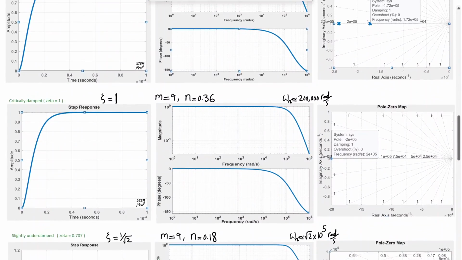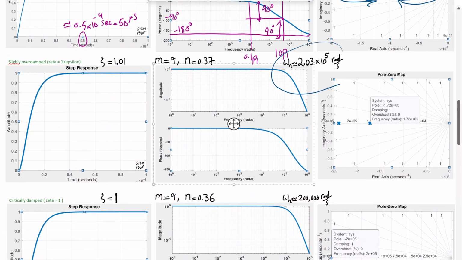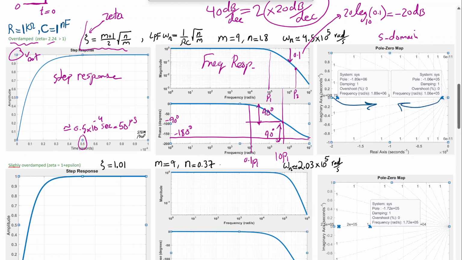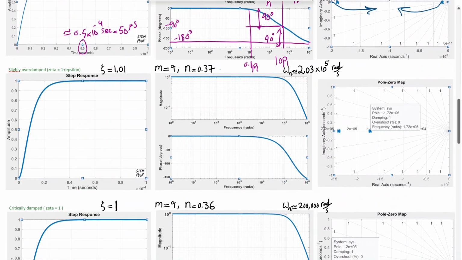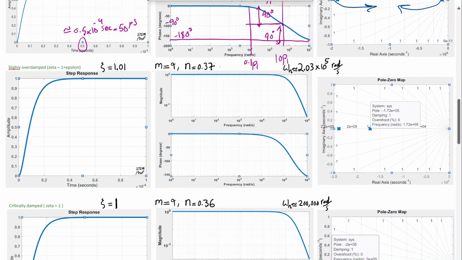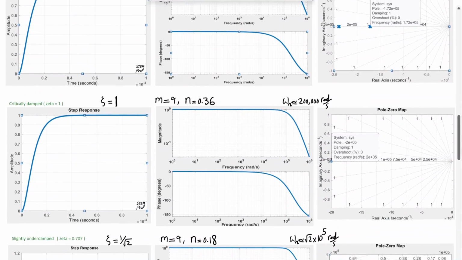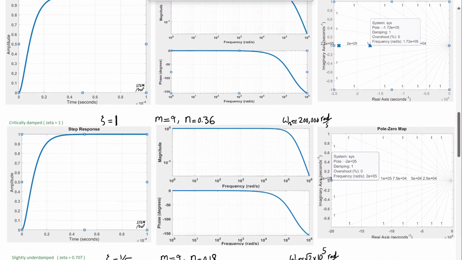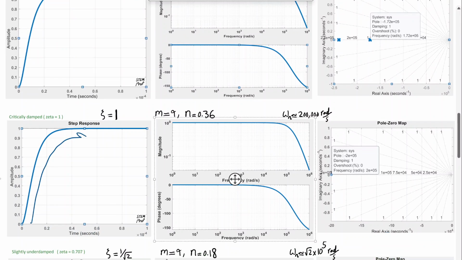Now, of course, omega n is changing. That's one thing to notice. Previously, you can see that at 10 to the 5 radian per second, we had a slight drop. Now, because the natural frequency was 450,000, at 200,000 radian per second we can see the drop is more, because the drop starts earlier. If I go to critically damped, zeta 1, again we see not much of a change in terms of step response, except maybe it is converging faster.